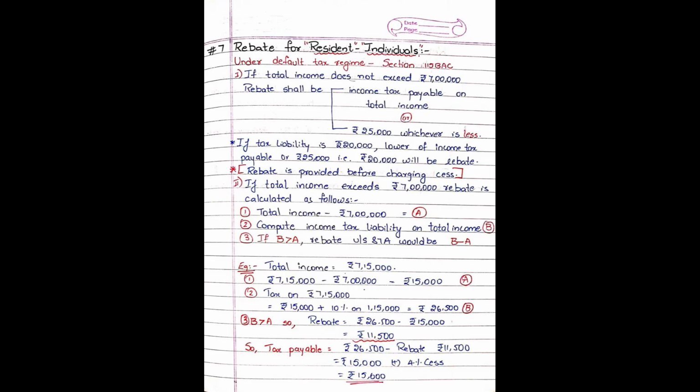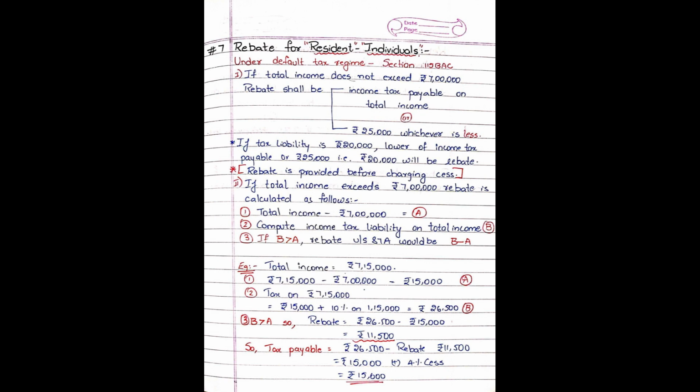Now let us go through the next concept, that is rebate under section 87A. The term rebate means some portion of the amount paid by the payer, in our case the assessee, to the income tax department, or the whole amount paid by the payer will be returned to him.